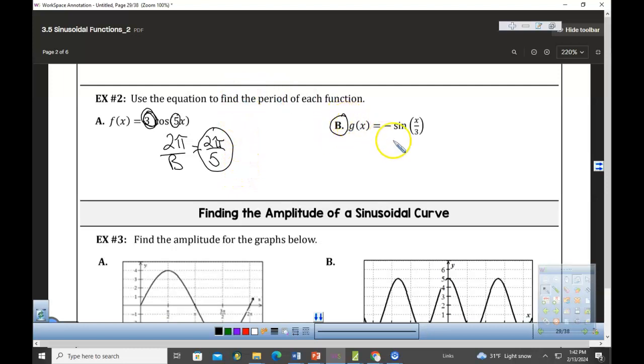For the next one, my b is 1/3, since it's 1/3 x, right? So I do 2 pi over 1 over 3. So I multiply by the reciprocal, not by a fraction. So I get 6 pi.